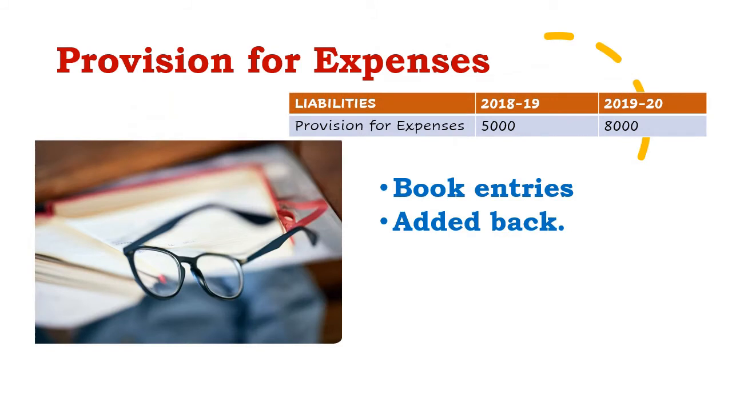After that, provision for expenses. When the company makes a provision for expenses, it is only a book entry. There is no cash outflow, so the amount is added back. But whenever we are adding back the amount of provision, we should add back the amount of the current year. In this case, we will add back an amount of rupees 8,000 as a provision for expenses.